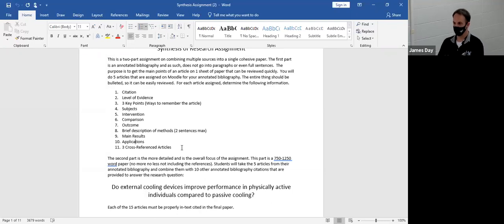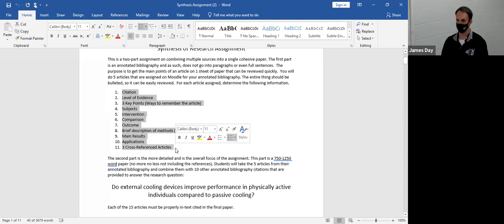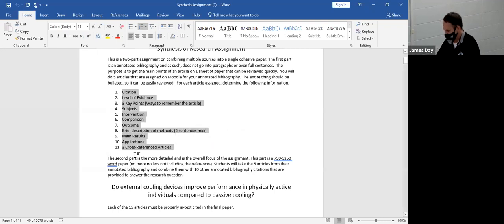So that is the first part of this assignment. Any questions on that? Each of the 5 articles will have this done on it. Go over the level of evidence, the CEBM? Yep.